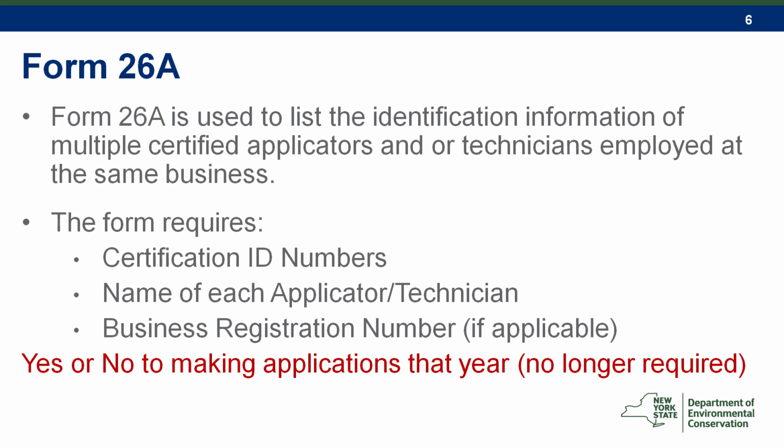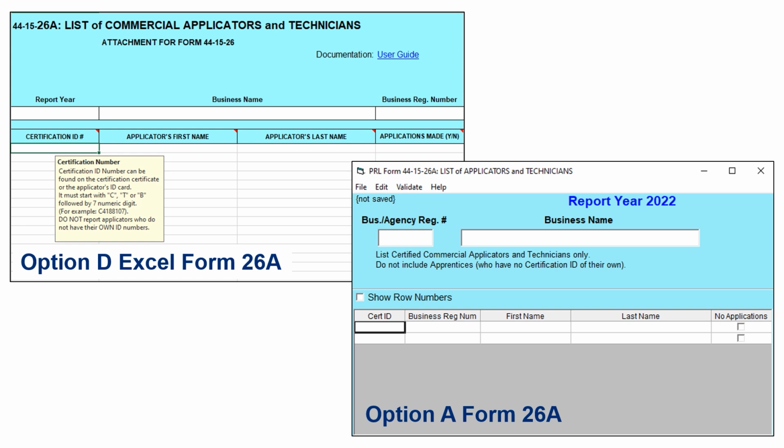Applicators and technicians who did not make applications are not required to report anymore. Please disregard any mention of reporting no applications as DEC works on updating the forms and web pages to reflect the change. Form 26A will look slightly different depending on which reporting option you use. We will go over the reporting options in the next video.